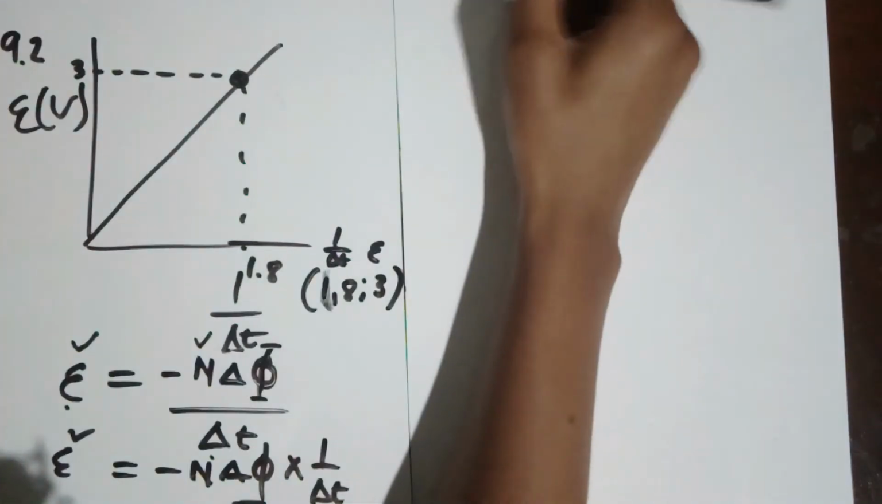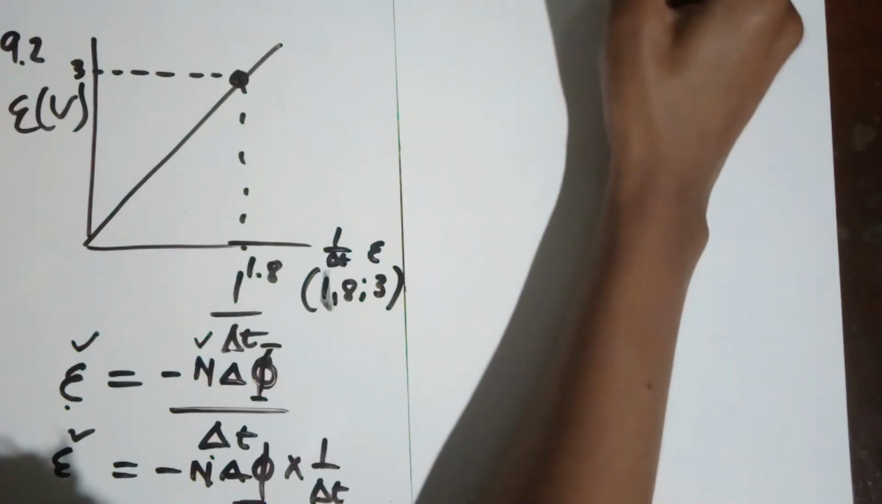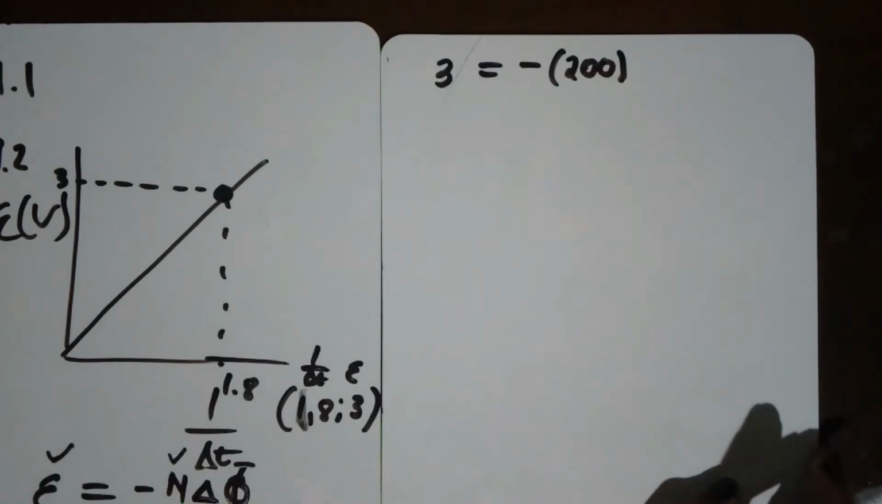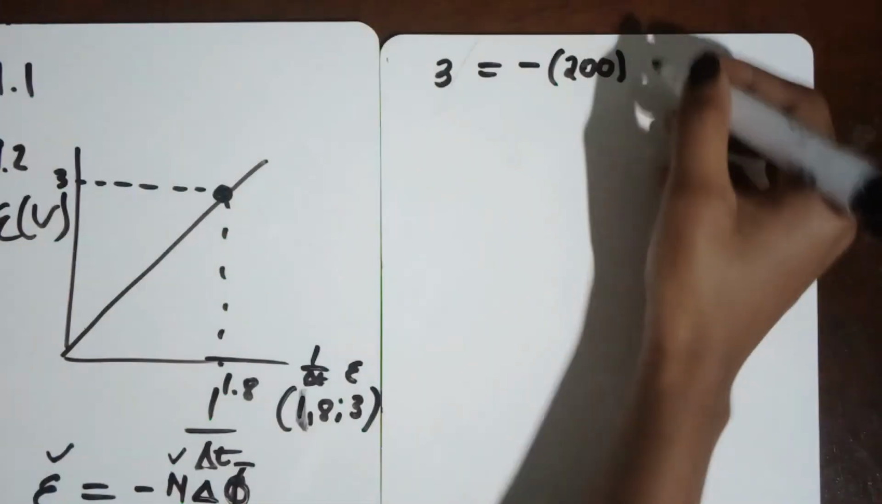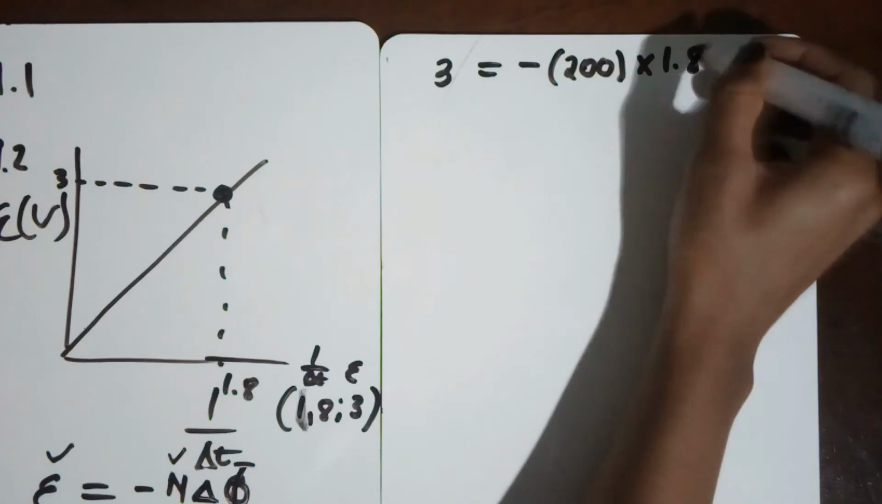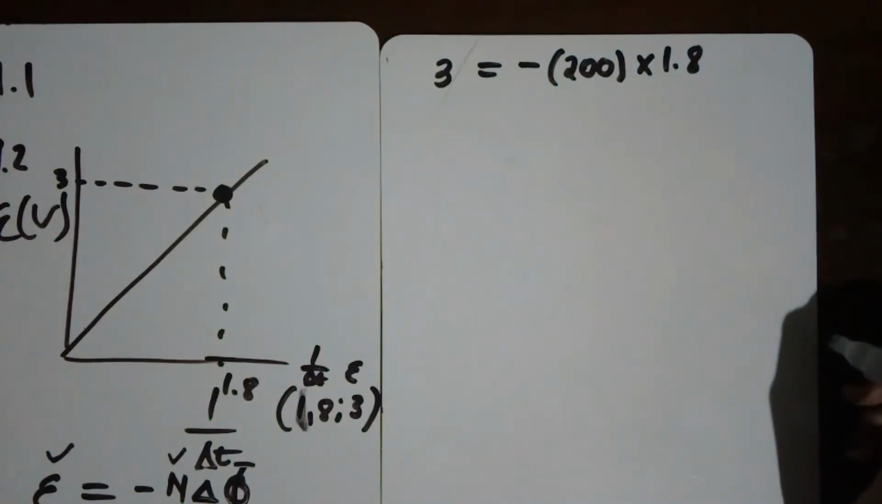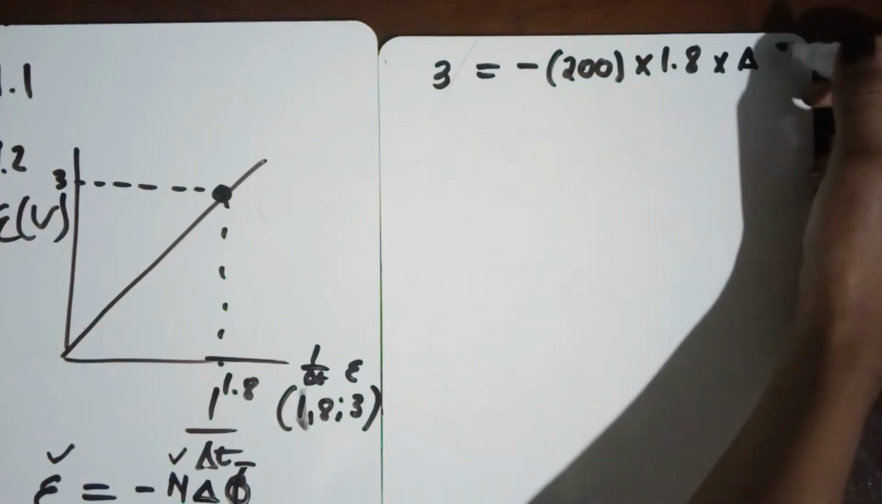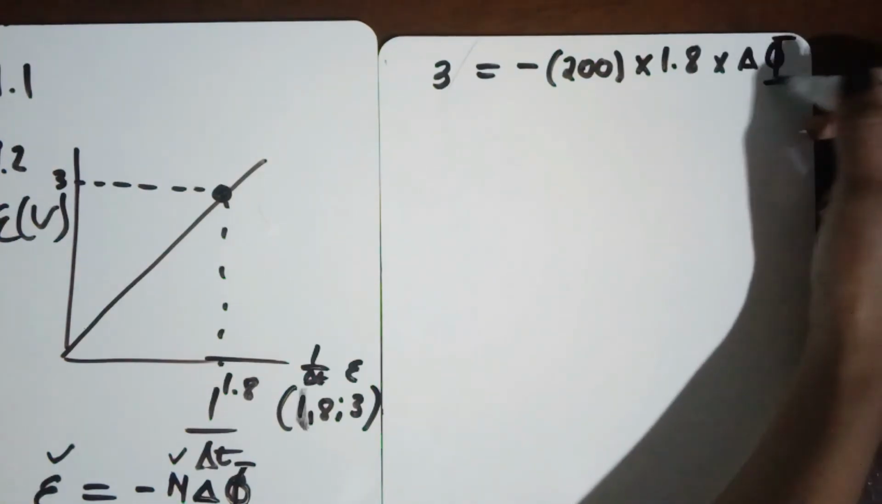So you have 3 equals to the negative of n. Big letter N is my windings. It was given to me as 200. And then multiply by 1 over t, which is just 1.8, right? Am I missing something? I don't think so. So you have 200 multiplied by 1.8 multiplied by your change in magnetic flux. So this is your magnetic flux.